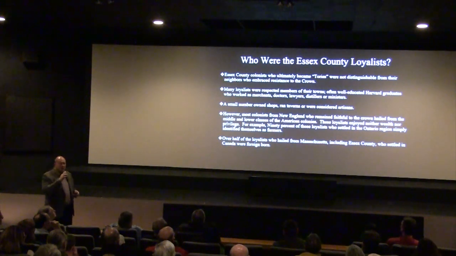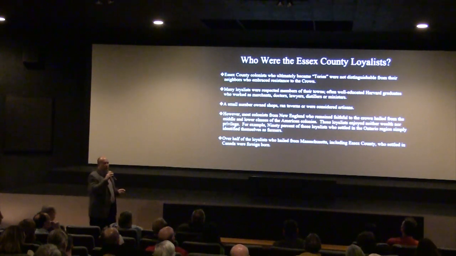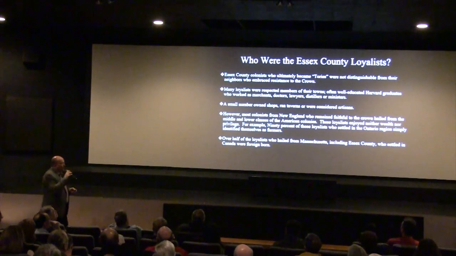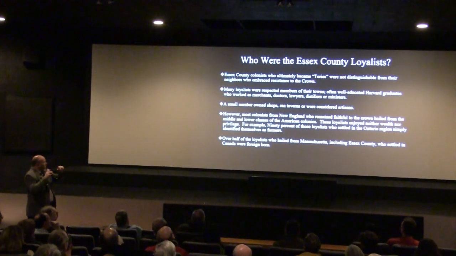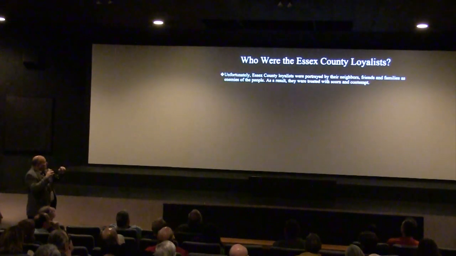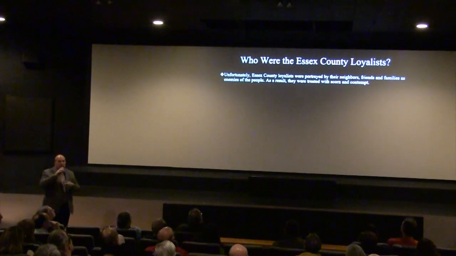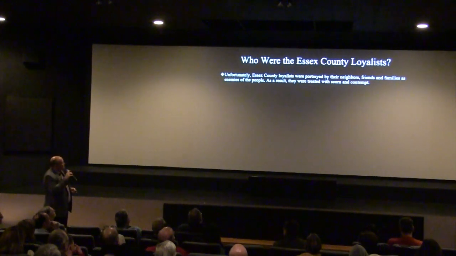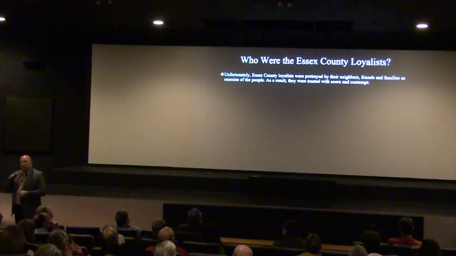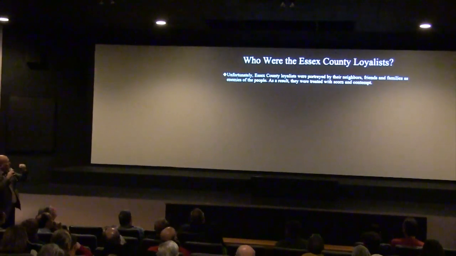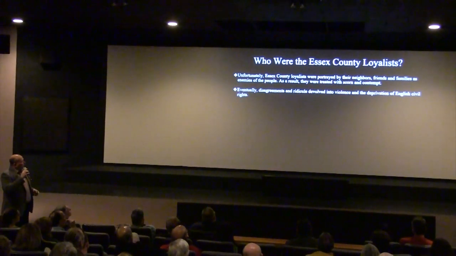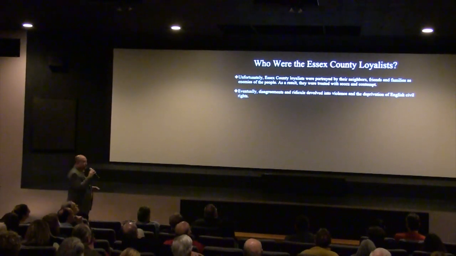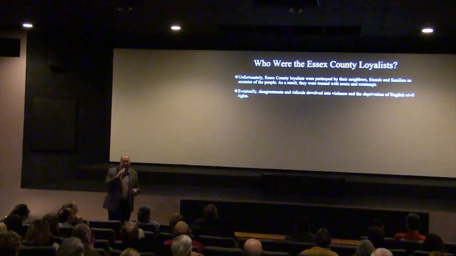The other thing is, over half of the loyalists, particularly those from Massachusetts, were foreign-born. They were usually of Scotch, Irish, or English descent. Ultimately, Essex County loyalists were seen as enemies of the state. They were portrayed by their neighbors, friends, and families as enemies. And as a result, if you are an enemy of the state, you must be treated with scorn and contempt. Eventually, disagreements went to ridicule, ridicule turned to violence, and violence became deprivation of civil rights.